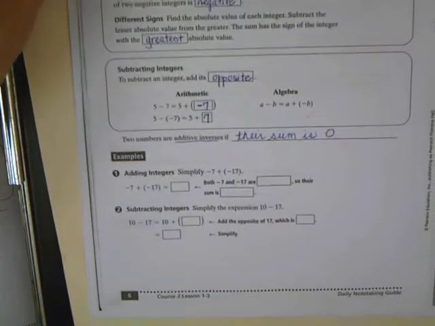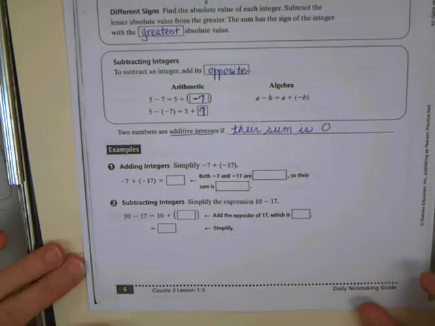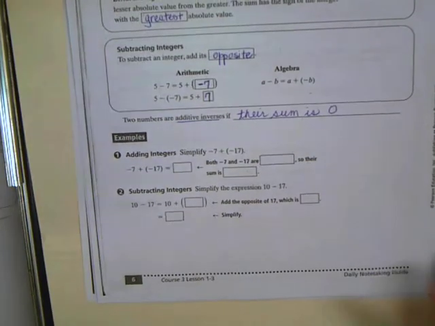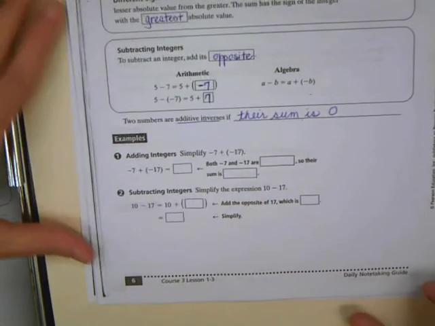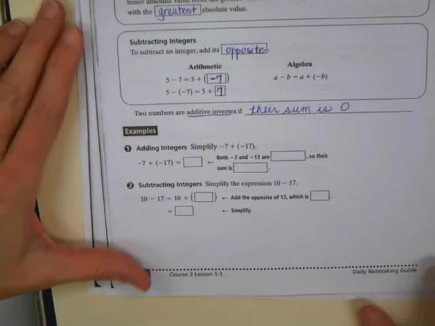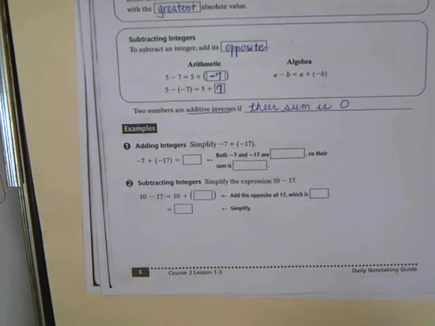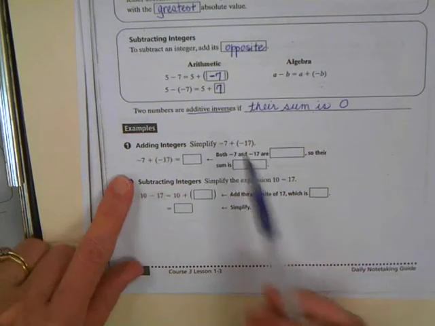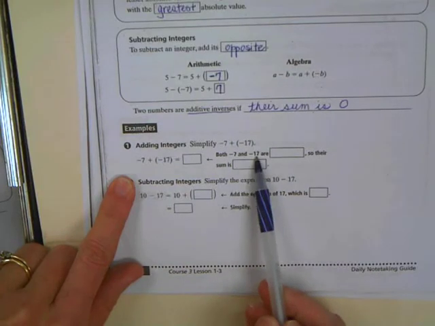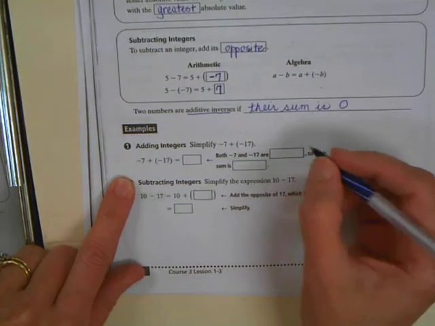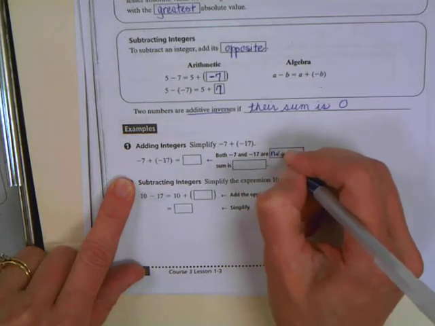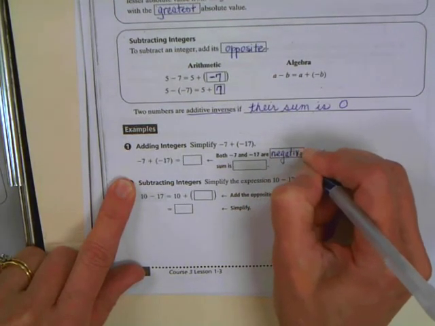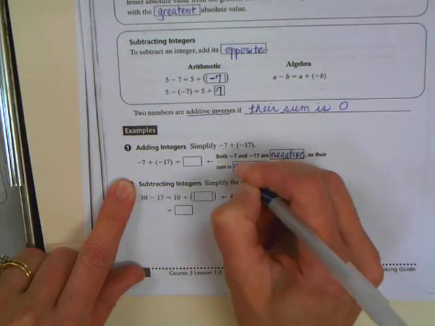Okay, so here we go into our examples, and we will be applying our rules here, so I will try to remember to repeat the rules clearly for you. I'm going to zoom in just a little bit, because I don't need the full lines here. So adding integers. We want to simplify -7 plus -17. Both -7 and -17 are negative, so their sum is negative.